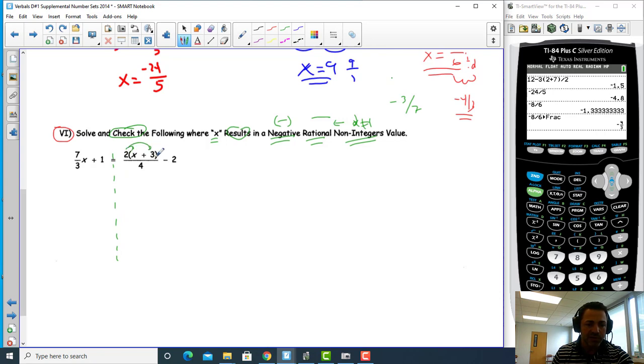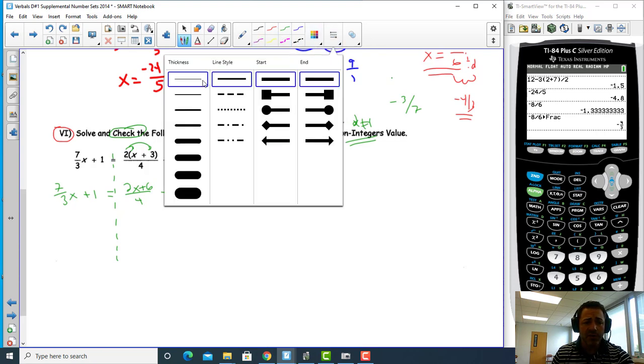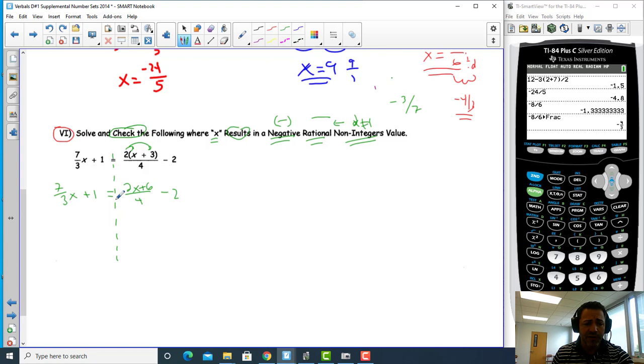We like to clear parentheses or distribute whenever we're able to. And you'd rewrite the expression as 7/3 x plus 1 is equal to twice x plus 6 divided by 4 less 2. From there, what makes this difficult to solve is these fractional quantities in either of the expressions, or the fractional terms. So I'd like to get rid of them.